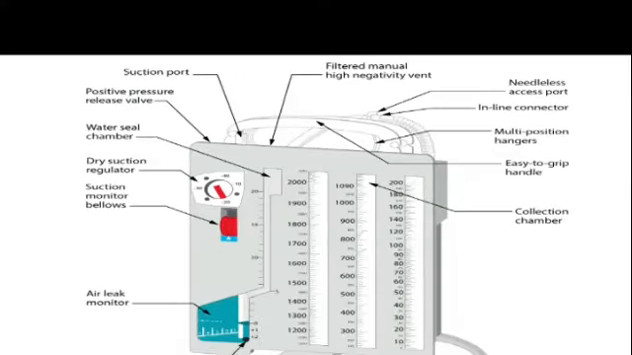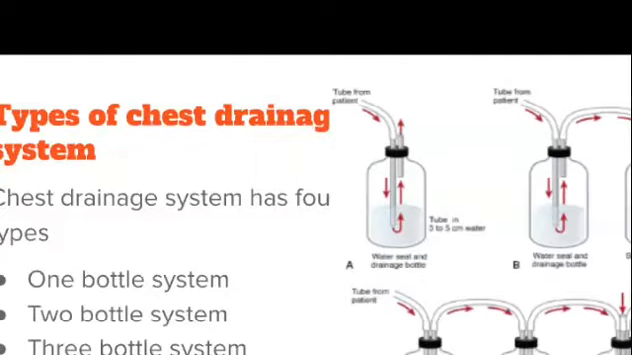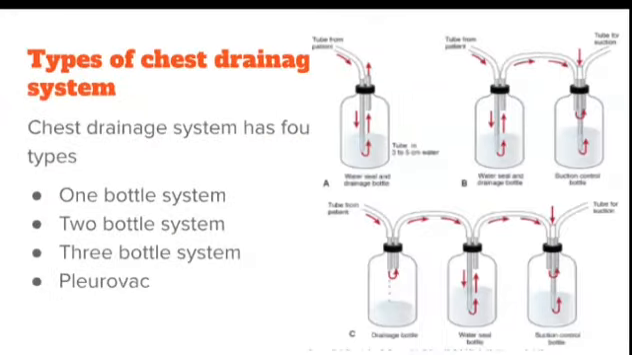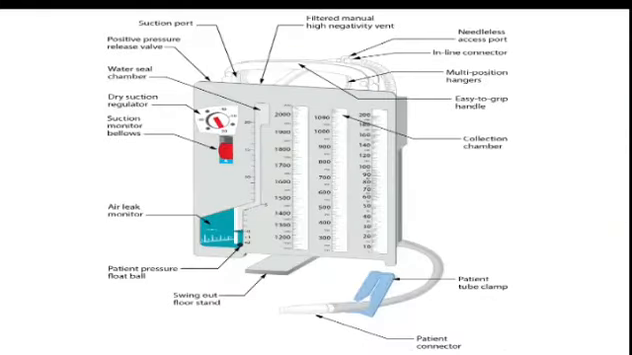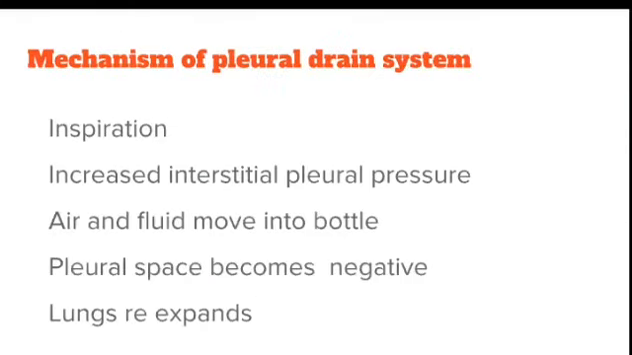So this is the Pleurovac, a closed chest drainage system, which is very easy to handle and reduces infection and accidental spilling or falling of the drainage chambers. These are all the types of drainage system. The closed drainage system Pleurovac is very helpful and is seen in hospital settings. Next we'll move on to the mechanism of pleural drain, how the mechanism works.